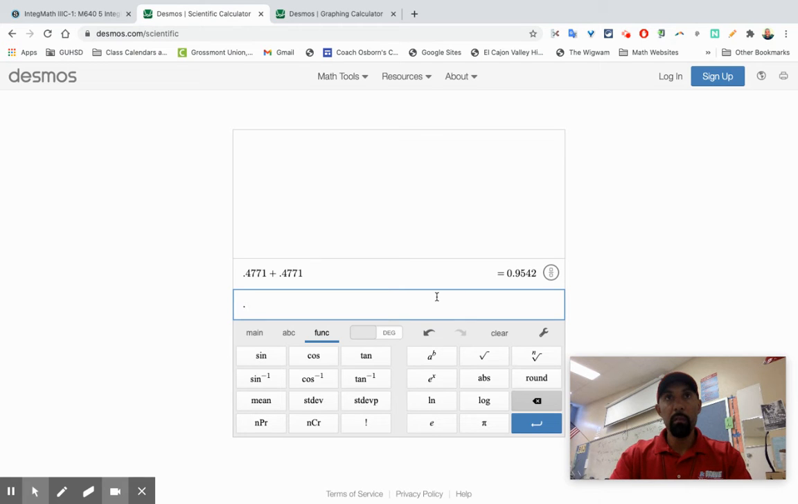So we're just going to add those up. 0.3010 plus 0.6990 is equal to 1.